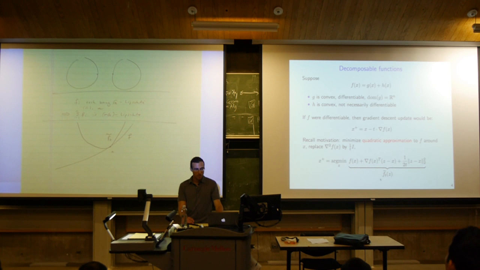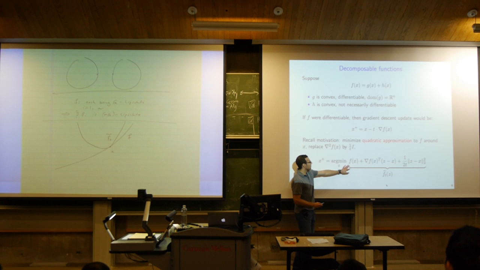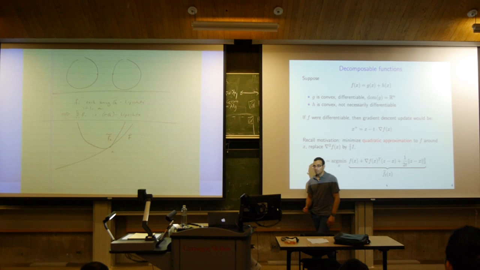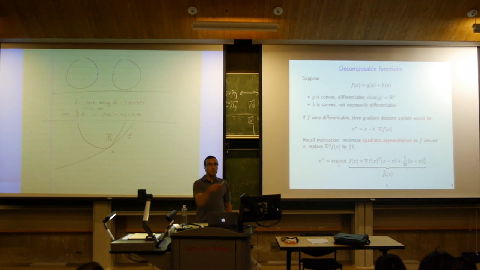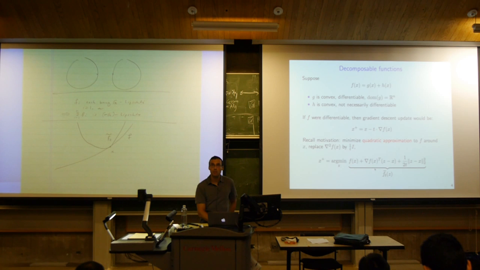It's just the usual second order expansion to our function f around the point x, but replacing the Hessian by 1 over t times identity. That's one way to motivate gradient descent: repeatedly forming a quadratic approximation, then minimizing that quadratic approximation in order to give you the next point. So because f is not smooth here, this kind of logic is not going to work, right? Because, for example, already the gradient is not defined for this function because h is not smooth.